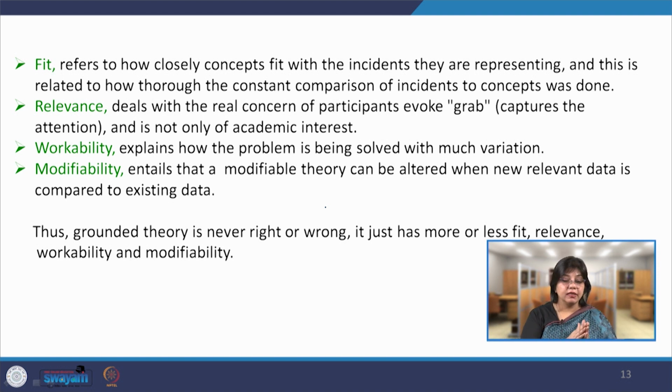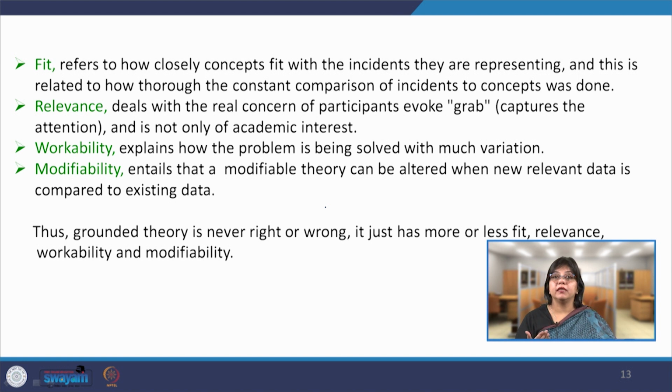The other is relevance, which deals with the real concern of participants, evokes, grabs or captures attention, and is not only of academic interest. That means, whatever response is being made by the participant is very much relevant to the problem, and evokes attention that this particular response is very important for the study. It is not only for the researcher's interest, but it is highly relevant to create or establish any theory. So, this is fit and relevance.